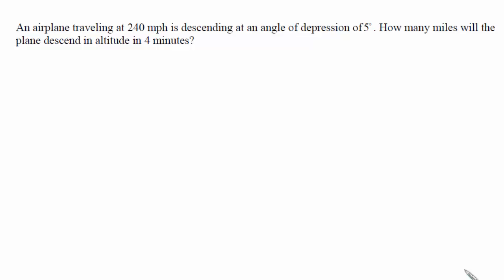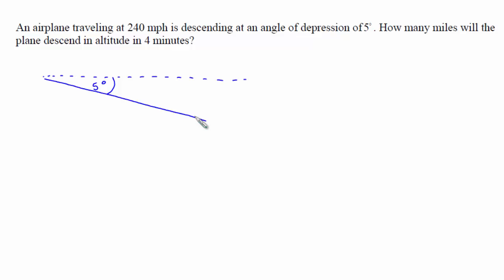Of course, we're going to try to draw a picture, and even though we might think of normal airplane flight to be horizontal once we've reached our cruising altitude, this plane is coming down. It has an angle of depression of 5 degrees. So we're going to draw this path, and as the plane is descending, this is where it is now traveling. It's no longer traveling along this line. Okay, but our angle of depression is 5 degrees, and we travel along this path for 4 minutes at a rate of 240 miles per hour.